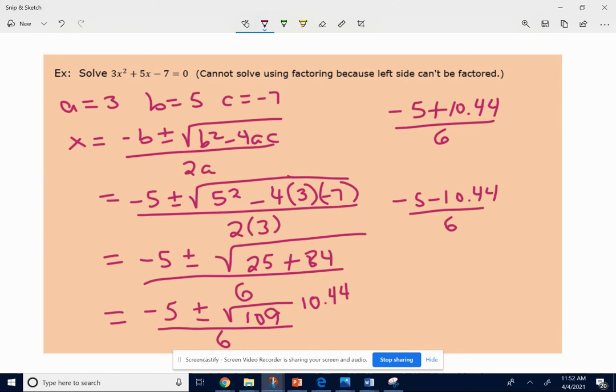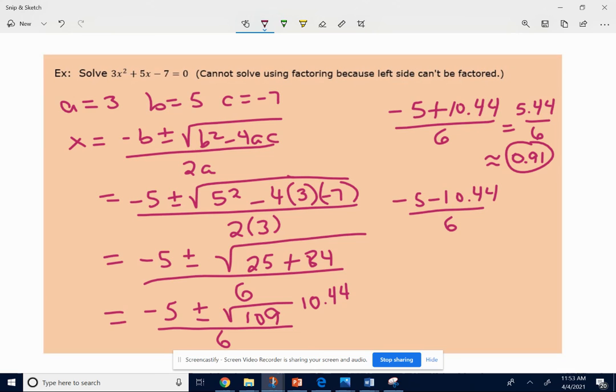10.44 plus a negative 5 is 5.44 over 6. And I'm getting about 0.90666. If I'm going to round this to the 100th, I'm going to make it 0.91. So approximately 0.91.